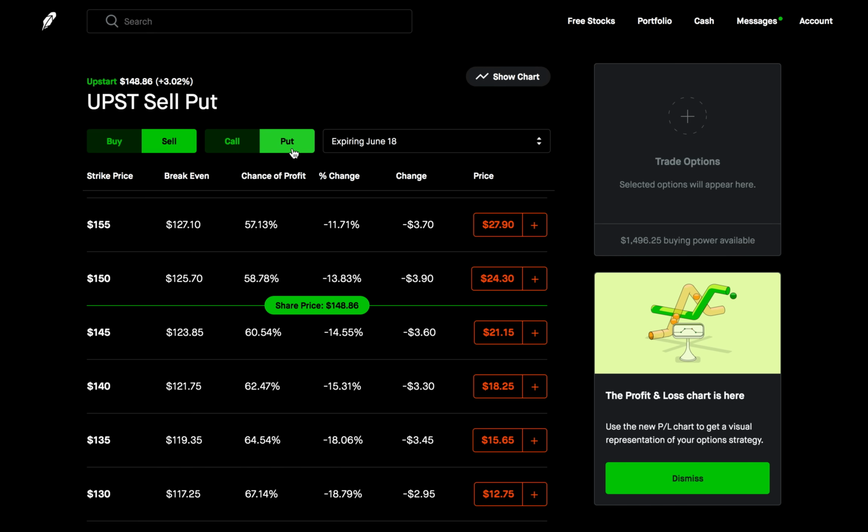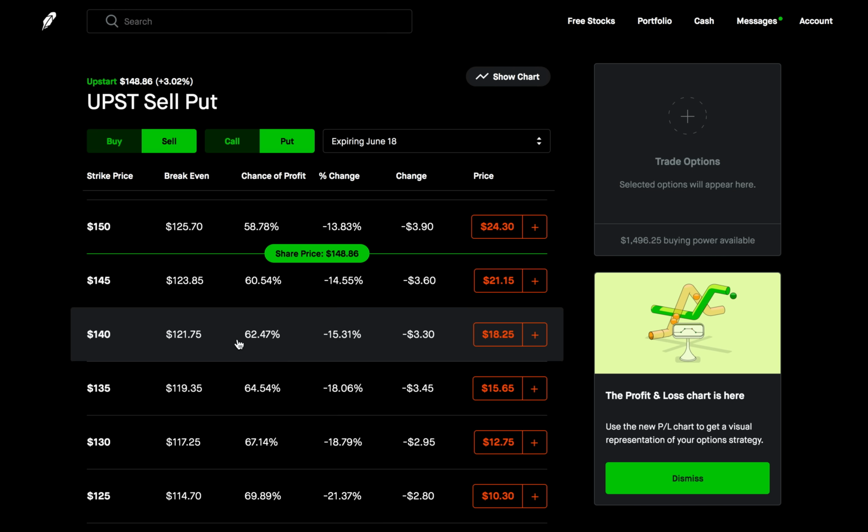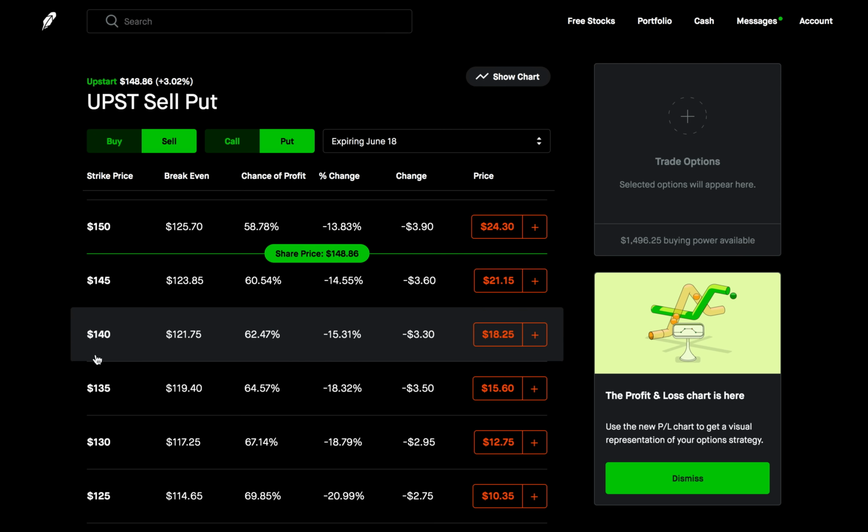Remember, when you sell a put, the way this works is, let's say, for example, if I wanted to sell this put here, I'm going to have to put up some collateral. The amount of collateral will be the strike price times 100. So I'd have to put up $14,000 in collateral to sell this put. And the way that would work is that if on the expiration date here, June 18th, Upstart was under $140 a share, then I'm going to be forced to buy 100 shares of Upstart at $140.